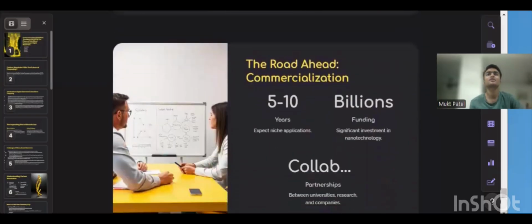The road to commercialization: 5 to 10 years, expert niche applications, billions of funding, significant investment in nanotechnology, and collaboration and partnership between universities, research institutions, and companies, etc.